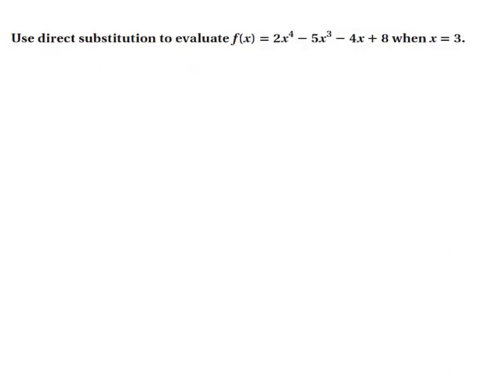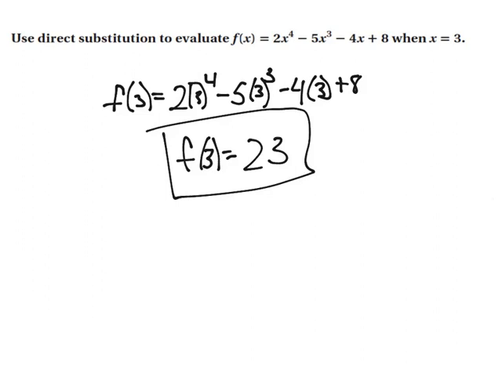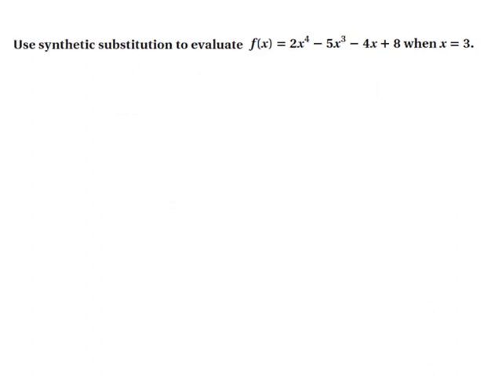Again use direct substitution. So we get f of 3 equals 2 times 3 to the fourth minus 5 times 3 to the third minus 4 times 3 plus 8, and that equals 23. It's a little harder because typing all that into my calculator is pretty tough. Maybe I'll make a mistake. There is an easier way.